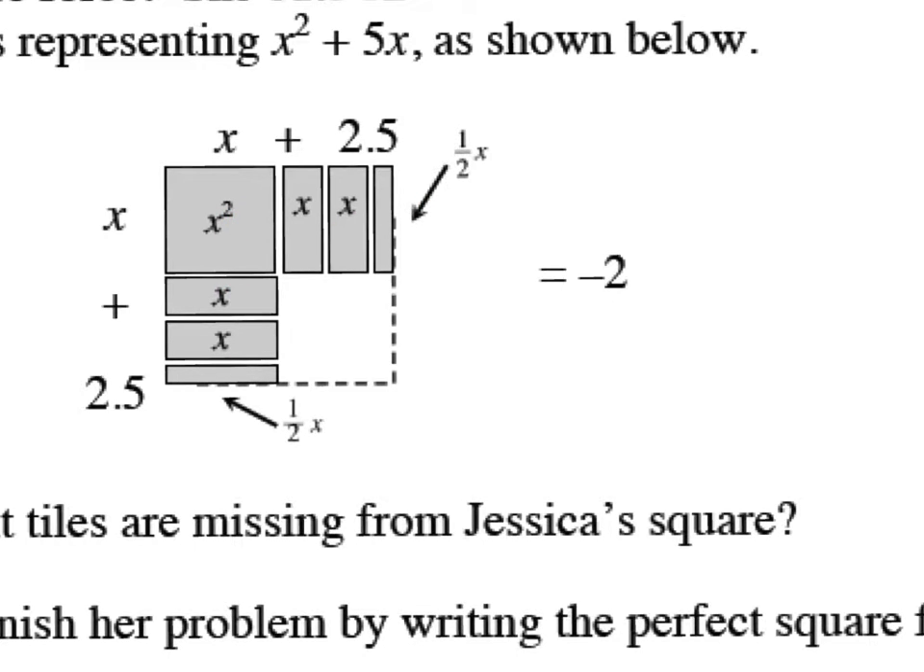Alright, so part A asks how many tiles are missing from her square. So here's what I like to do. I just like to draw across. Now we're using algebra tiles again, but that's okay. I'm just going to draw these out. Okay, so what are we adding to both sides? Well, this looks like a whole. These all look like whole unit tiles. And the reason I know they are is because of the dimensions, the base and the height of this tile is a 1 by 1.